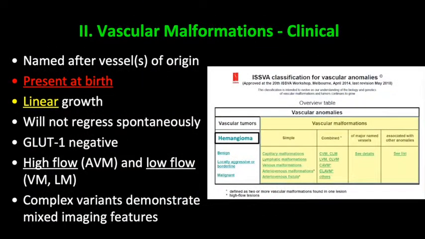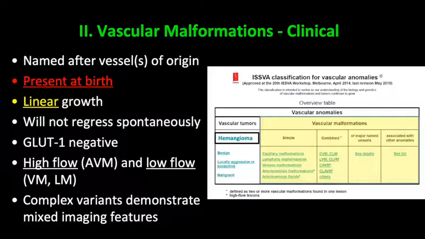All right, well, let's switch gears and go to vascular malformations and talk about the clinical features. So here we are now in the yellow portion of our ISSVA classification. Again, we see how this is a much more heterogeneous group of lesions, again named after their vessel of origin, so capillary, lymphatic, venous, etc., as well as these combined variants, which can really give you very complex imaging features.